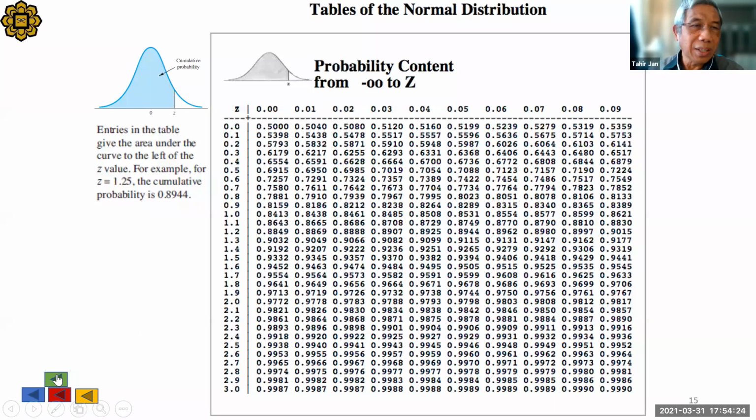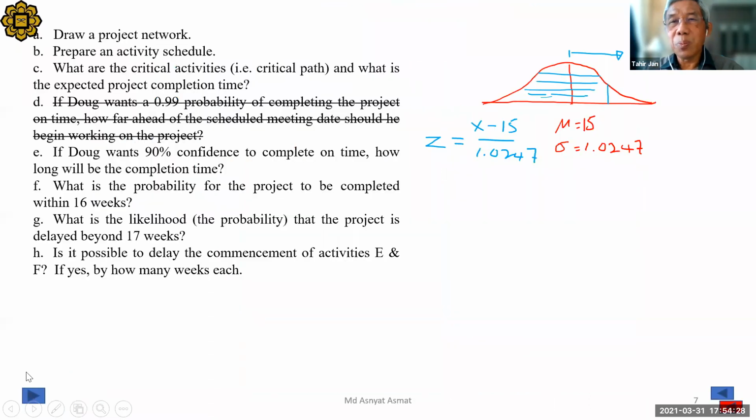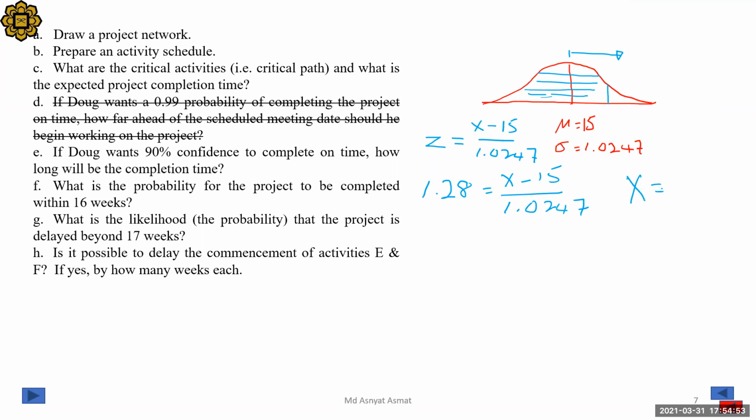Okay, let's move back. 1.28 equals X minus 15 over 1.0247. Now can we find X? Yes, very easy. Simple mathematics. Okay, what number do you get?